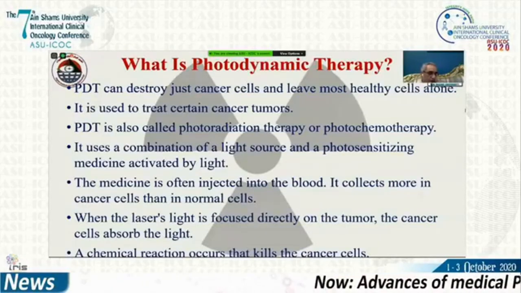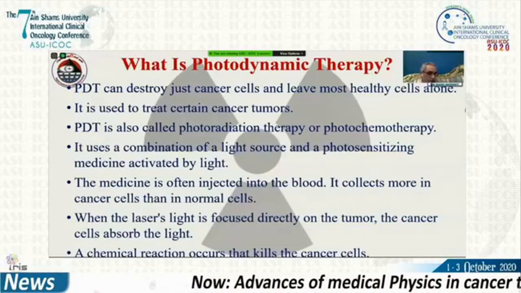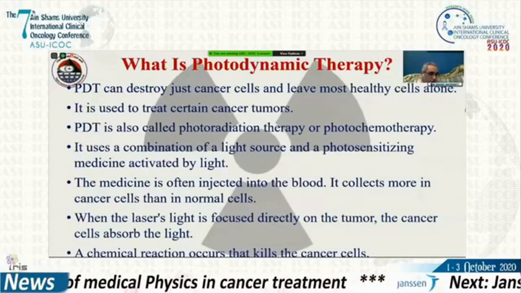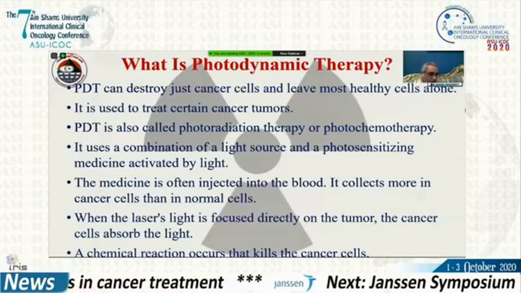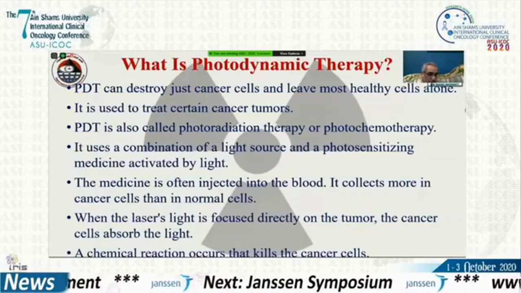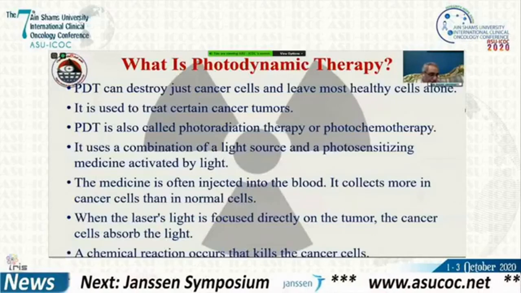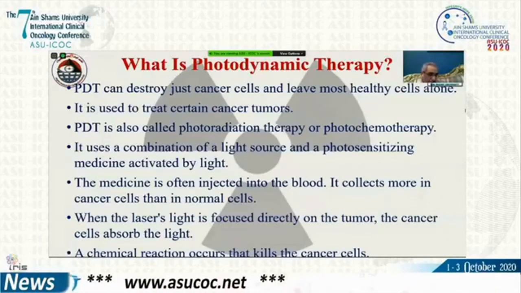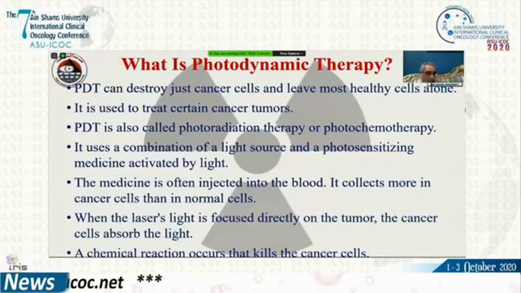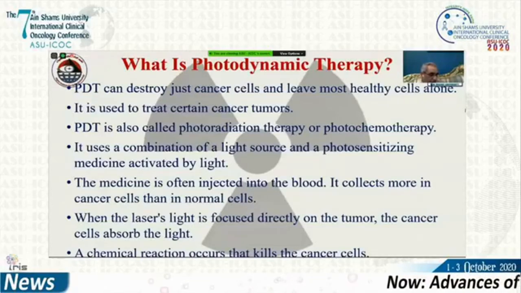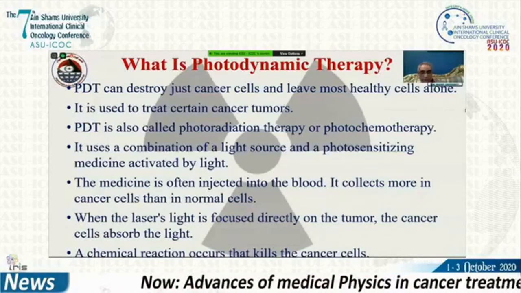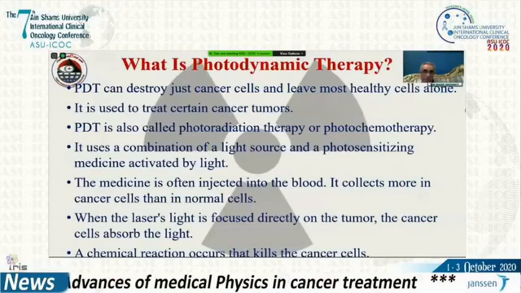It uses a combination of light sources and a photosensitizing medicine activated by light. The medicine is often injected into the blood. It collects more in cancer cells than in normal tissue. When the laser light is focused directly on the tumor, the cancer cells absorb the light. A chemical reaction occurs that kills the cancer cells.